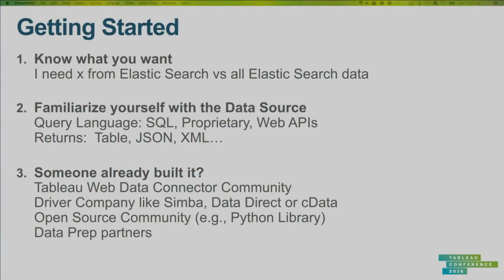Okay, so before you get started, the most important thing is to know what you want to get out of that data source. It's really easy to say, I want everything out of Elasticsearch. It's a big problem, as opposed to, I just want to get this collection out of Elasticsearch. It's a little bit more manageable. So think about what's most important. If it is most important to get everything, then we'll have different recommendations than if you want to pull just one thing out.